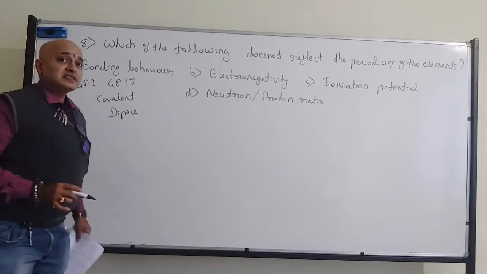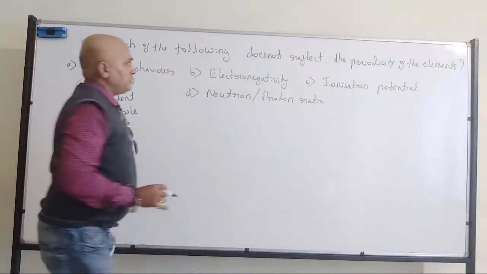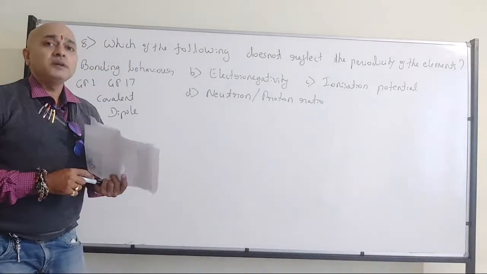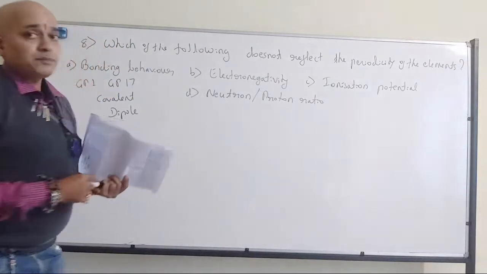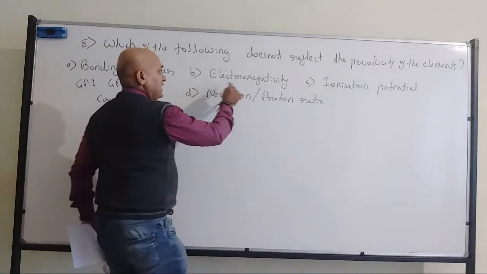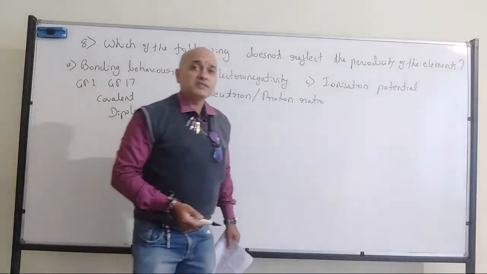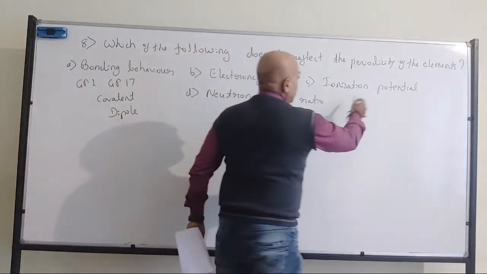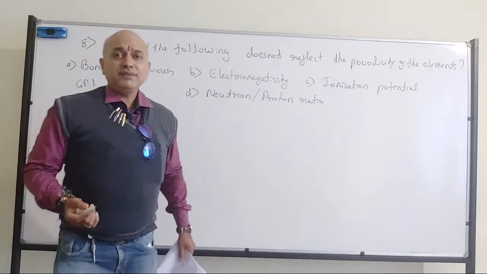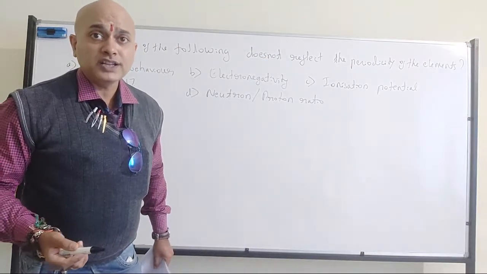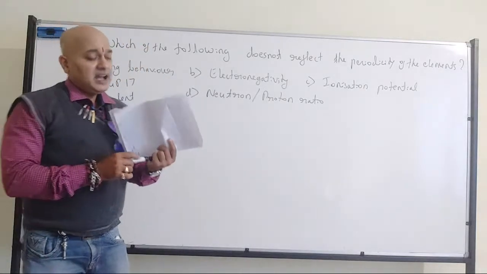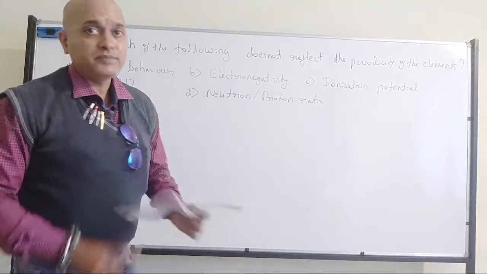We are going to discuss this one in your chemical bonding topic. So bonding behavior, yes, it is related to periodicity, the periodicity of the elements in the periodic table. Now electronegativity, of course all of us know. When it comes to ionization potential, definitely non-metals will have higher ionization potential or ionization energy. They require higher ionization energy, right?